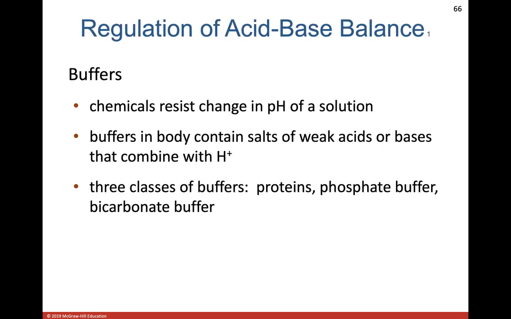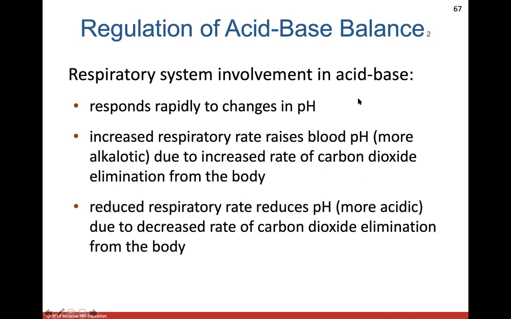Regulation of acid-base balance. Our bodies use a lot of buffers, which are specific chemicals that resist changes in pH of a solution. Buffers are important. They contain salts of weak acids or bases that combine with hydrogen, meaning they will control the levels of hydrogen ions to control the pH levels. And you can have three classes of buffers. They can be proteins, a phosphate buffer, or a bicarbonate buffer.